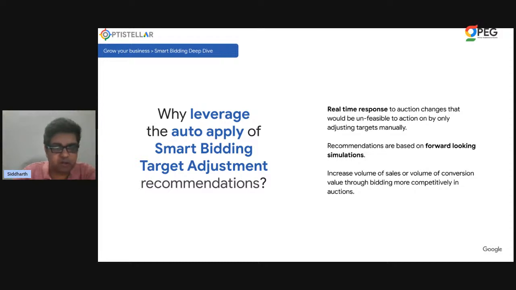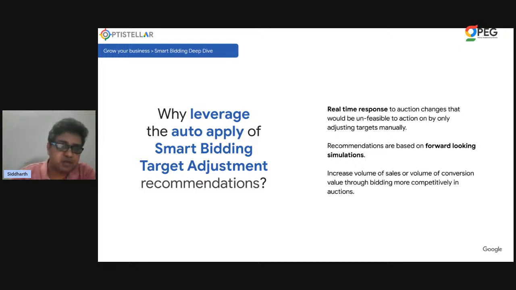So if you were to lower your ROAS a little, you would actually be able to improve your overall conversion value significantly. And that is when this particular recommendation is triggered. So basically, what are the benefits? First benefit is the real-time response to auction changes that would be unfeasible to action by only adjusting targets manually. Recommendations are based on forward-looking simulations and increase volume of sales or conversions through bidding more competitively in auctions.